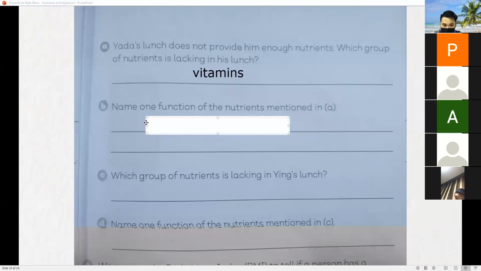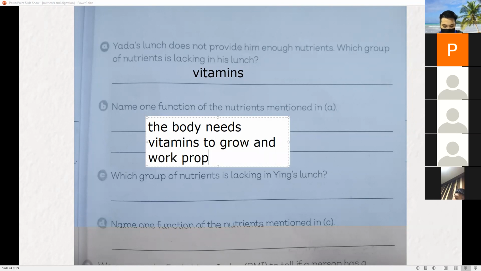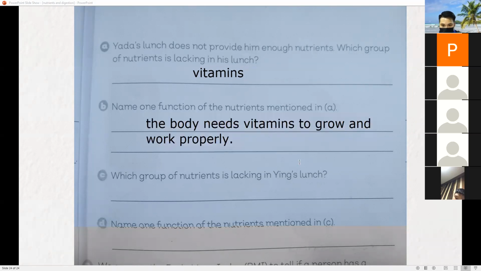You can get your answer from your book. Nutrients, vitamins, sorry. Vitamins. The body needs vitamins to grow and work properly. All right, so the answer is: the body needs vitamins to grow and work properly. Full stop. You understand? Okay. Next.